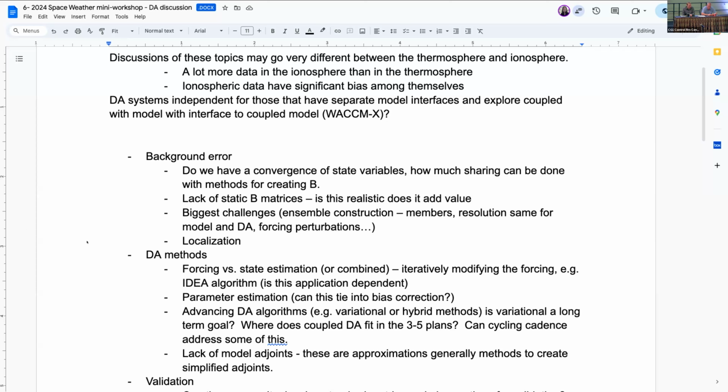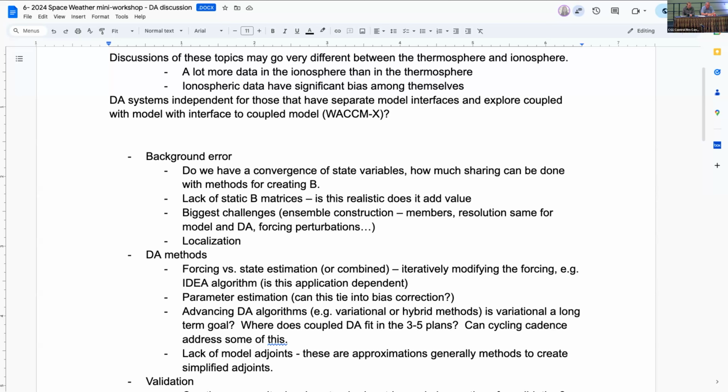So related to background error, there are several topics that I think have been discussed during the meeting and we came up with for discussion. There's a question of how much can be done for sharing methods for creating background covariance, and we don't really have static B matrices at the moment for any model that I know of. Can we construct them, and do we need them? That's another question: are they needed and can they be shared?